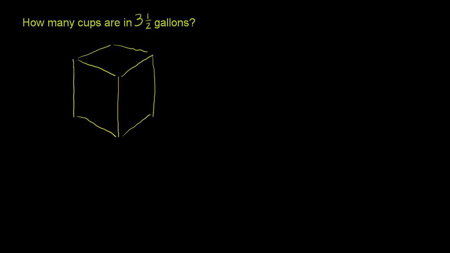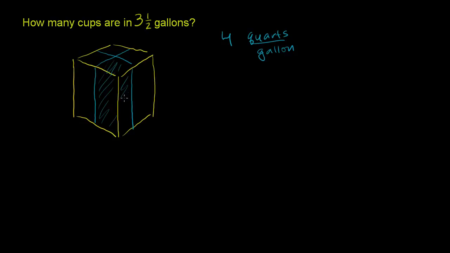Now, there are 4 quarts per gallon. So if I were to draw the quarts here, I could divide this gallon into 4 quarts, and each of these sections would be a quart. So this right here that I've just drawn in blue would be exactly one quart, and obviously, there are 4 of them in this entire gallon.